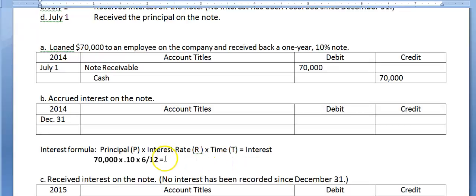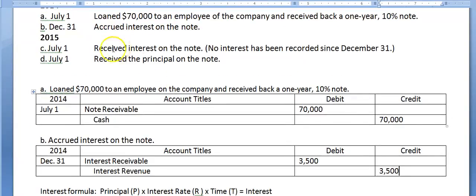If your note, however, is in terms of days, for example, a 30-day note or a 60-day note or a 90-day note, we would simply multiply by the number of days that passed divided by 365 instead of divided by 12. So if we multiply 70,000 times 10% times 6/12, we would get $3,500 in interest earned. So we're going to debit interest receivable because we're not going to receive payment until the due date of the note, sometimes called the maturity date. And we're going to credit interest revenue because we've earned it, because they've had access and use of our cash over time, over 6 months.